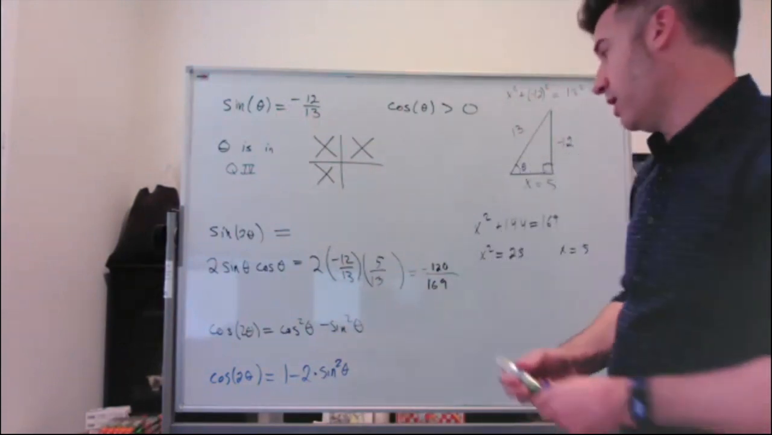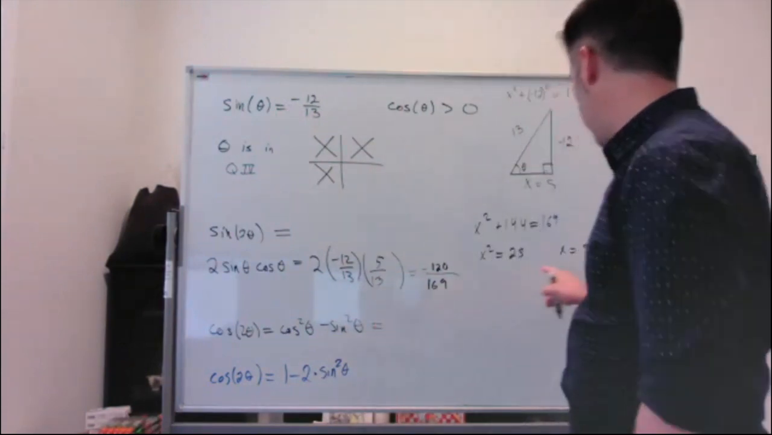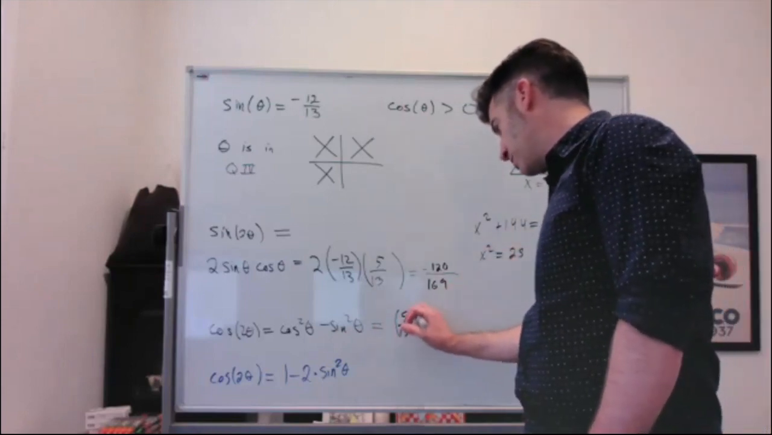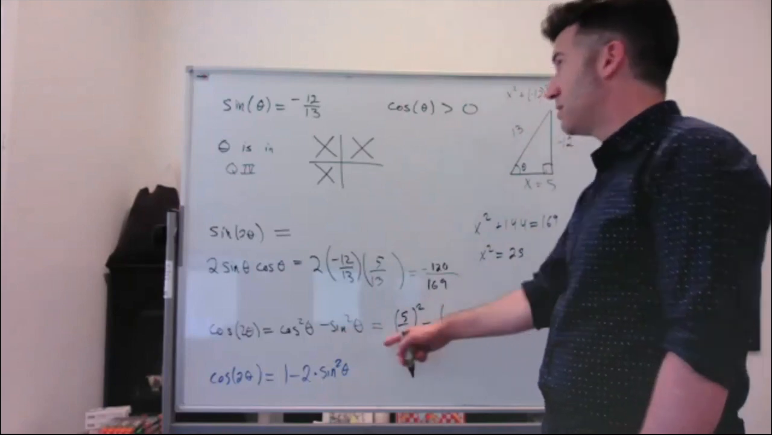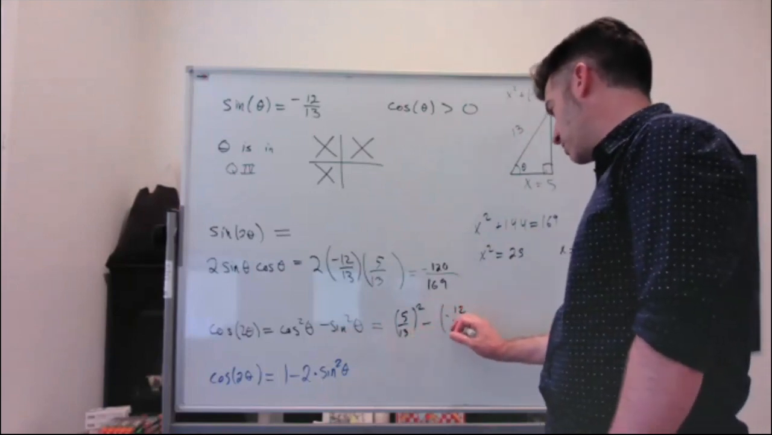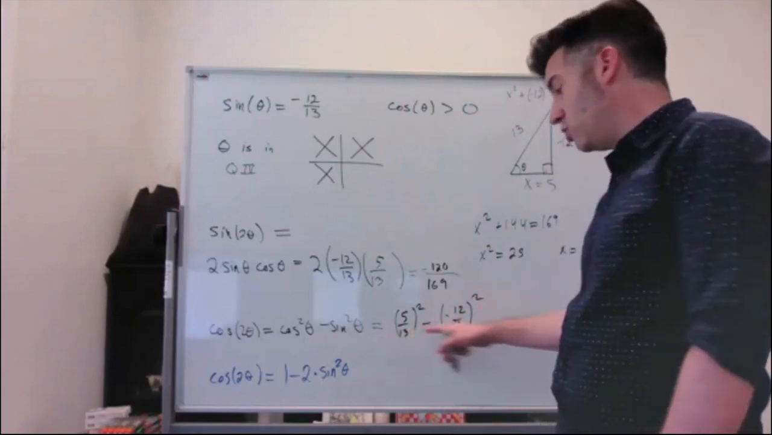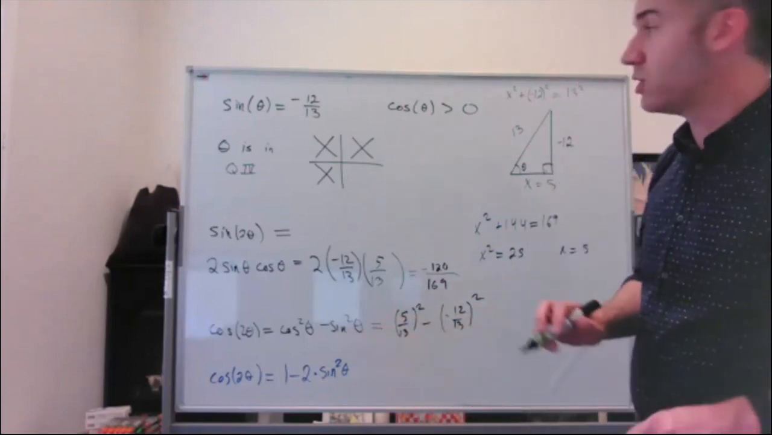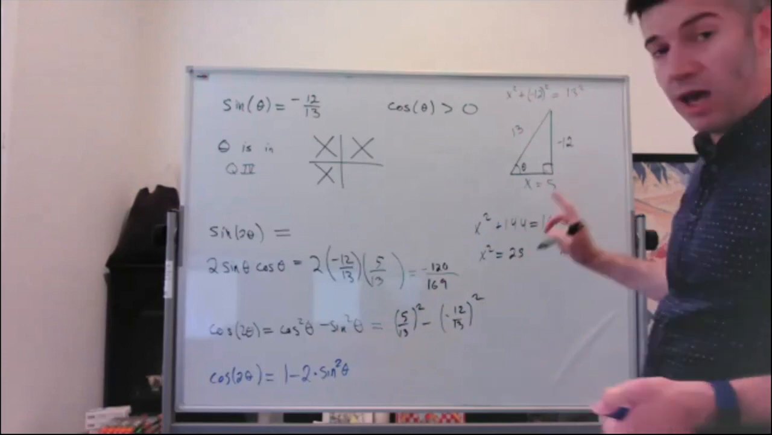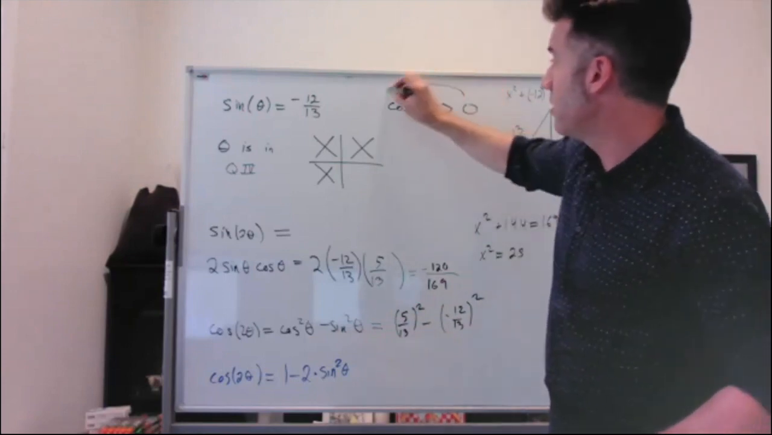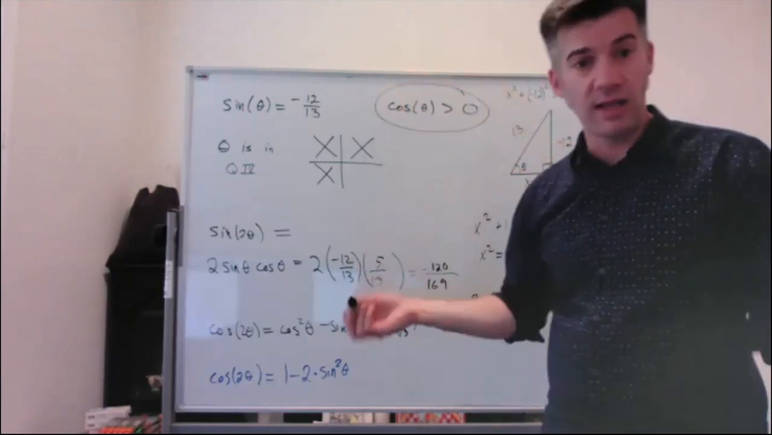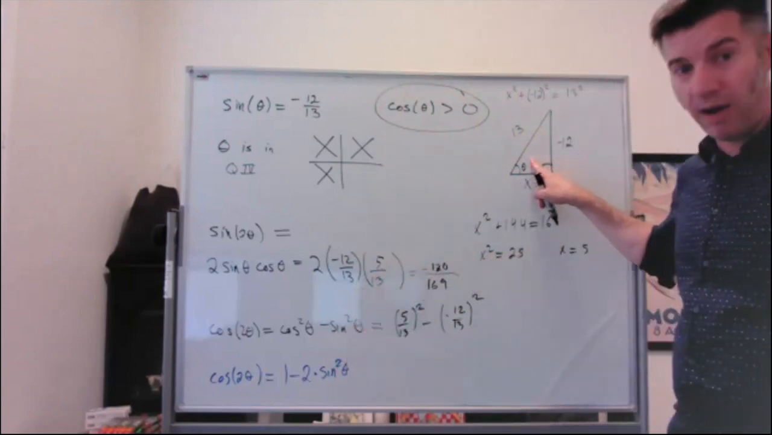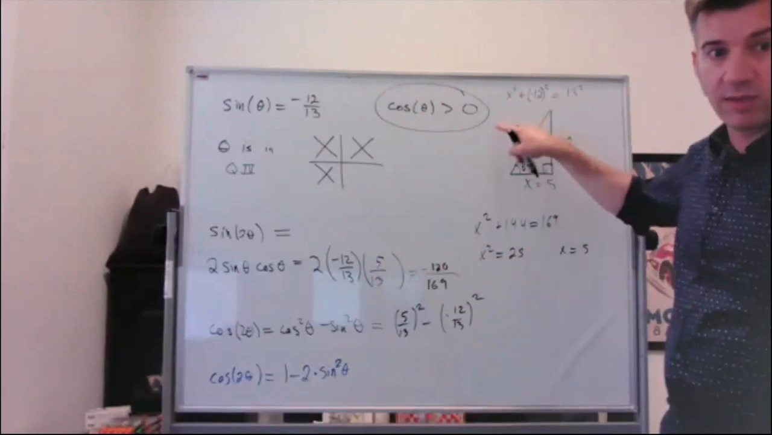Whether we do it the first way, cosine of theta is 5/13, so it's going to be 5/13 squared minus sine of theta, which is negative 12/13 squared. Do be careful here. It's easy to ask, why isn't the 5 negative? Good question. The 5 isn't negative because we were given that the cosine of theta is positive. So when I find cosine of this angle, it's got to be positive, and it happens to be 5/13.